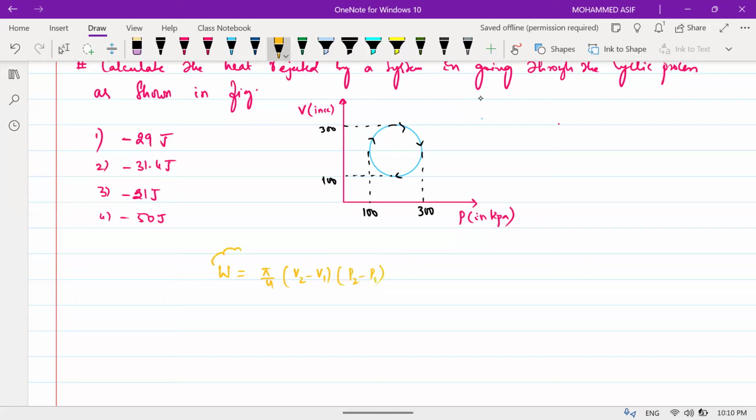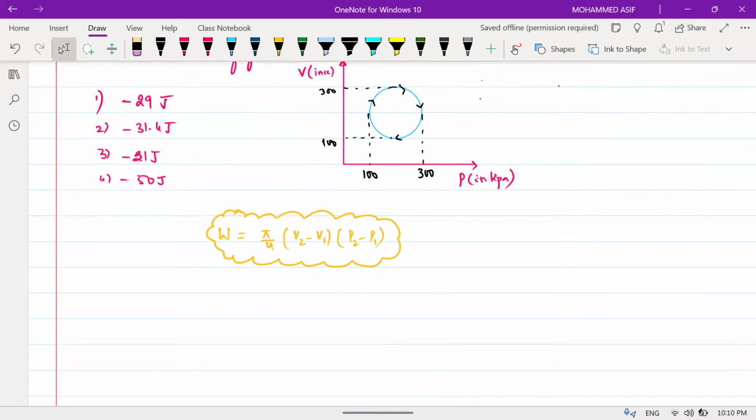This is a famous problem, area under the curve. Pi by 4 into V2 minus V1 into P2 minus P1. Heat rejected is always equal to work done, remember. And heat rejected is nothing but equal to what? Work done. That is the thing we need to remember. So what does the work done formula become?